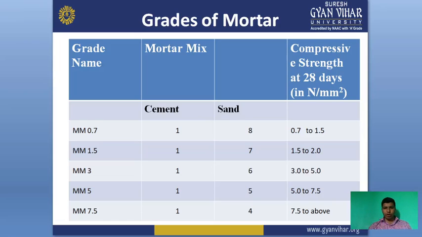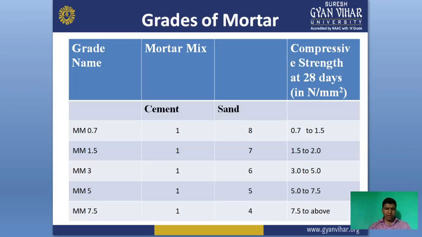And the last column shows the compressive strength at 28 days in Newton per mm square. The compressive strength means how much strength that grade of mortar gives us after 28 days. Like the 0.7 grade gives strength between 0.7 to 1.5. This is the compressive strength at 28 days of the 0.7 grade. The 1.5 grade gives us 1.5 to 2.0 Newton per mm square compressive strength after 28 days.